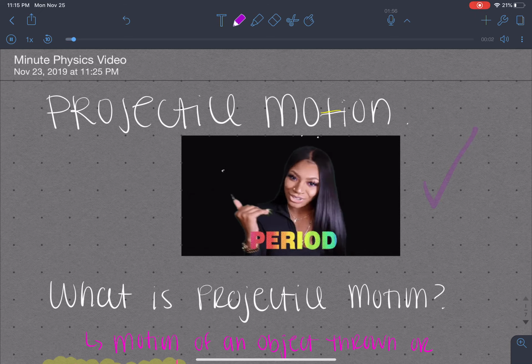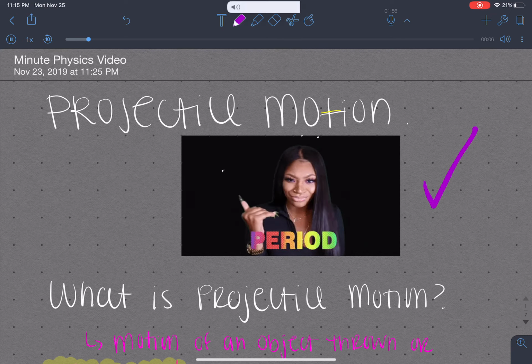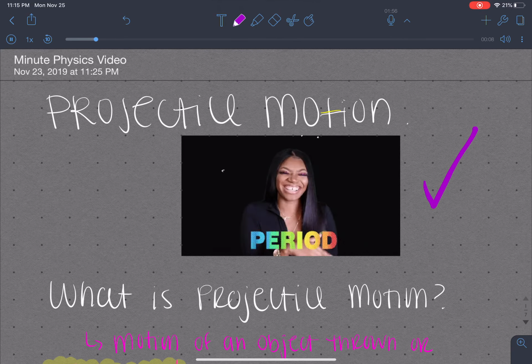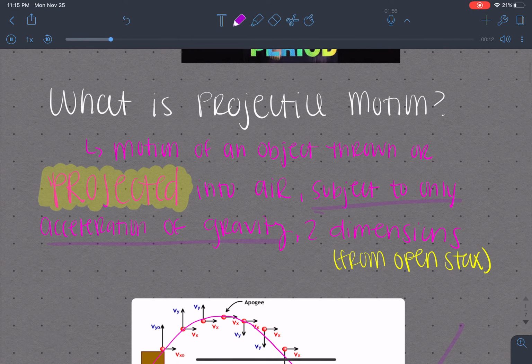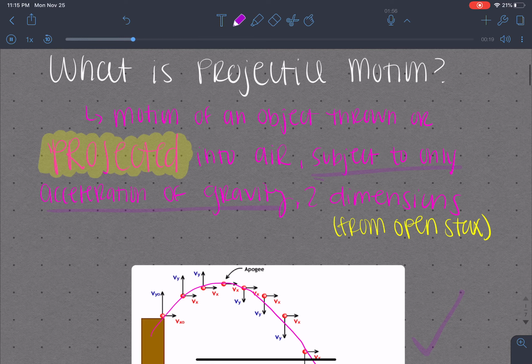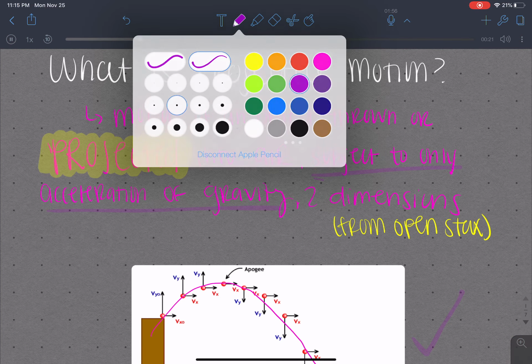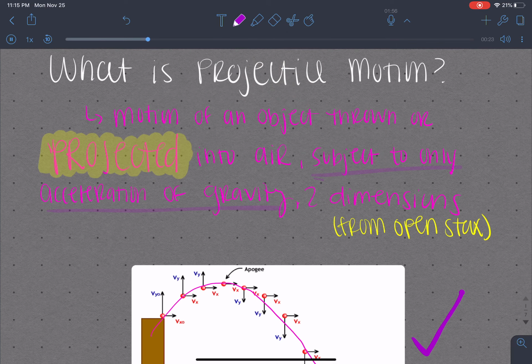Okay, so this is my mini physics video on projectile motion. Our book tells us that projectile motion is the motion of an object thrown or projected into the air, subject to only the acceleration of gravity. Also, it is 2D kinematics, meaning that it is split into vectors in the x and y direction, as shown here.